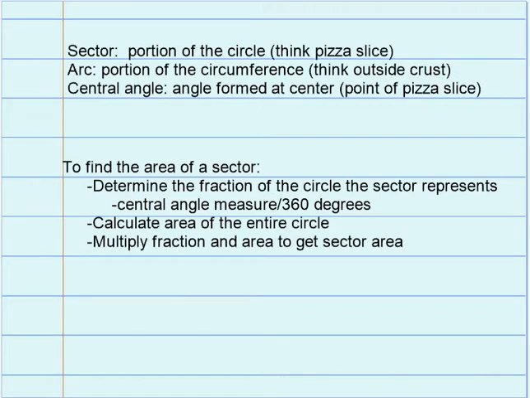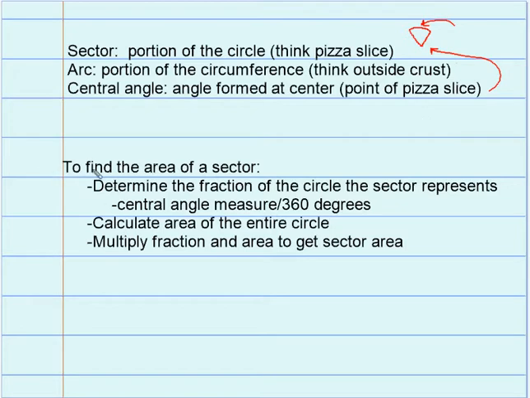Okay, here's some vocabulary for you. A sector is a portion of a circle. It's the piece that looks like this. It looks like a pizza slice. The arc would be the portion of the circumference of the circle, or the outside crust. And the central angle is going to be the angle that's formed in the center of the circle.